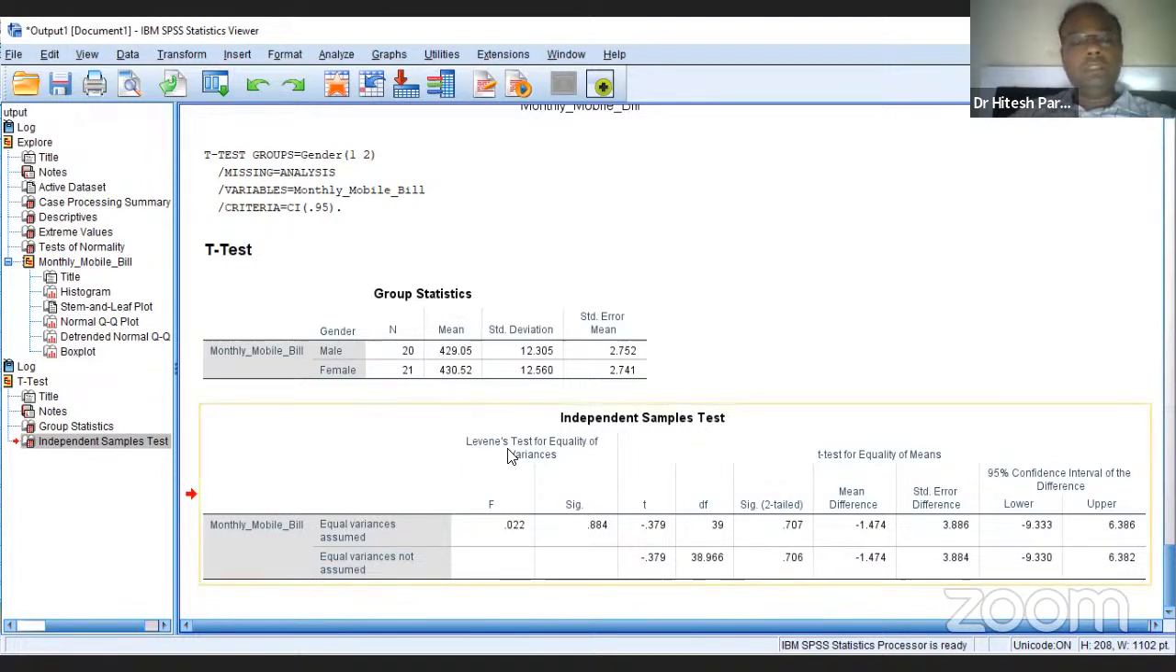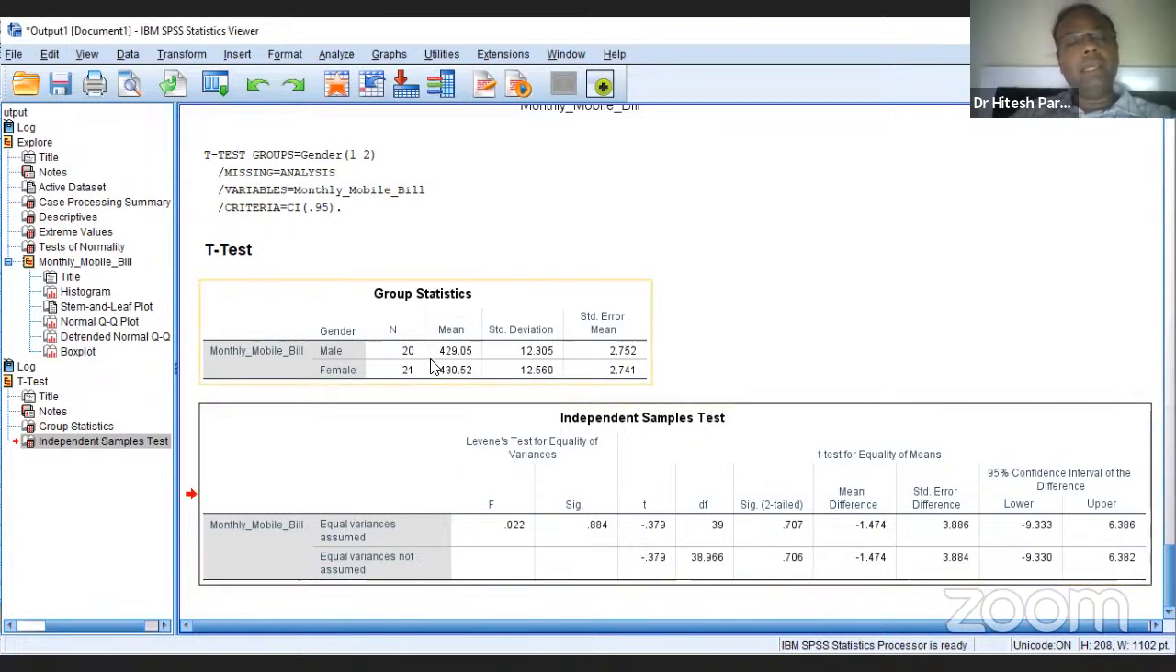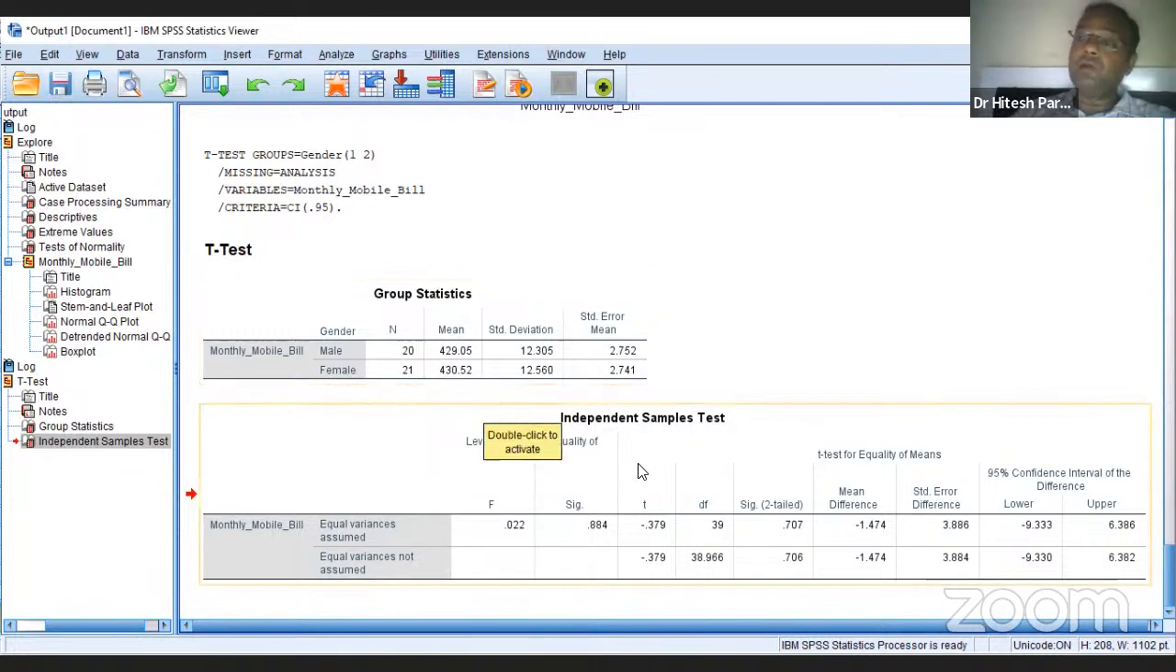Now, see the mean value. Male 429.05, female 430.52. Just check the mean value. A slightly higher monthly mobile bill is observed for females as compared to males. But can we say that it is a significant difference or not? So we require a p-value.